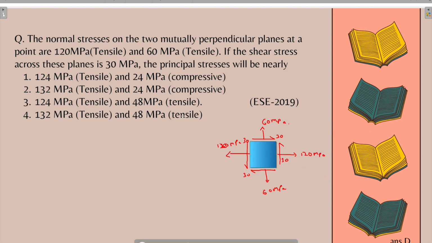The ones given, 120 and 60, are not principal stresses, because these are not principal planes, because shear stress is acting on it. Once the shear stress is acting on the body, these are not the principal stresses, rather they are just the normal stresses, sigma x and sigma y. Now our first task is to draw the Mohr circle. Let's see how to draw it.